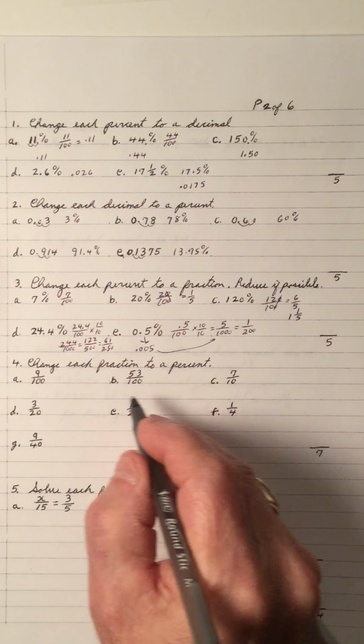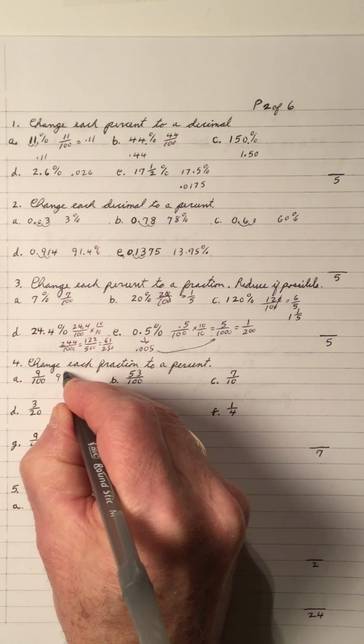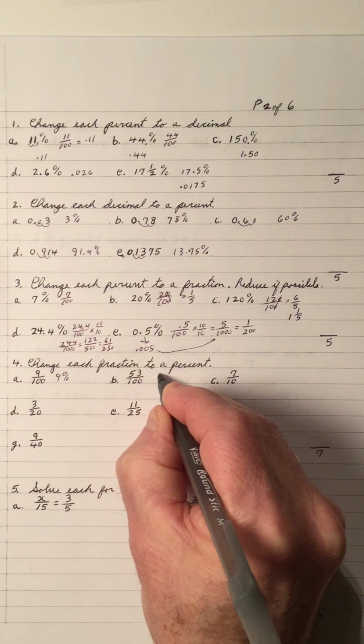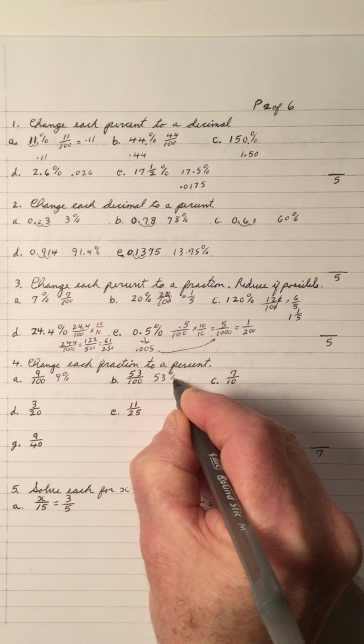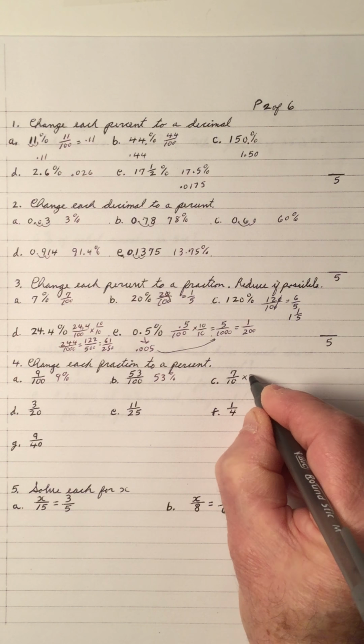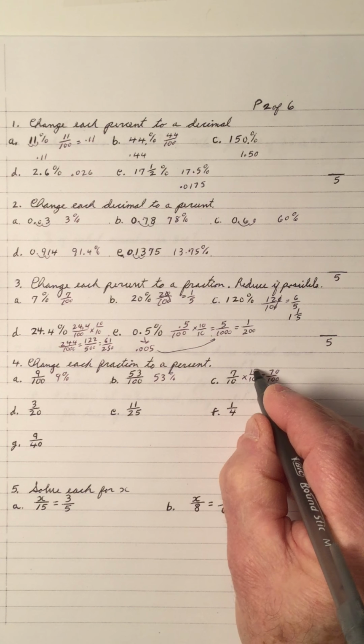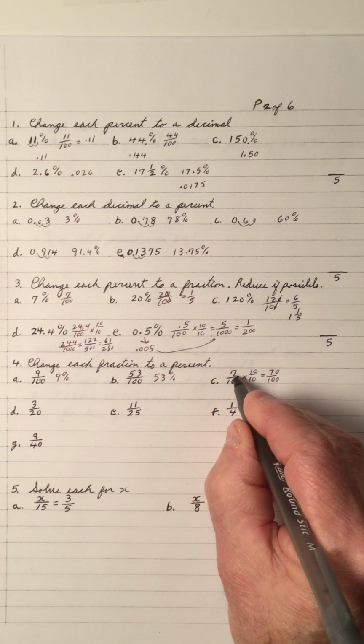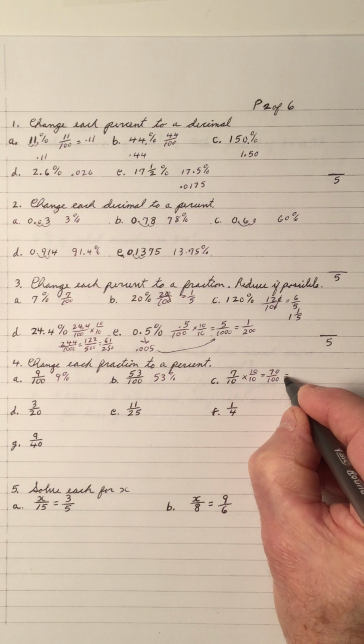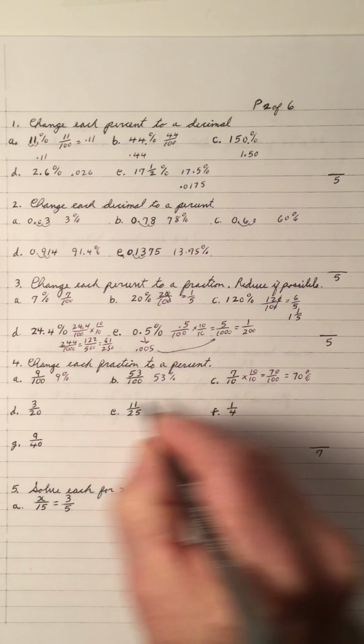Change each fraction to a percent. Percent is out of 100, so it's 9%. Percent is out of 100, so it's 53%. Out of 100, so I'll multiply by 10 over 10. That gives me 70 over 100. Multiplying by 10 gives me 100. Multiplying by 10 gives me 70. So 70 over 100 is 70%.